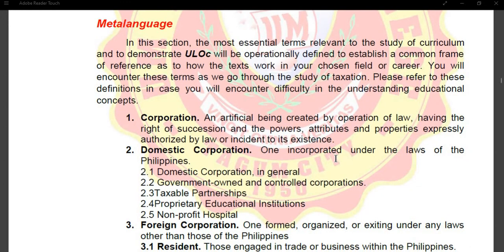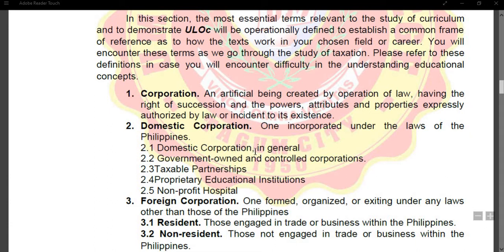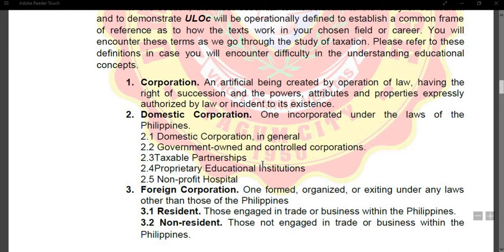Now, for purposes of taxation, there are different types of corporation as to what country that corporation is incorporated in. First, we have domestic corporation. That's one incorporated under the laws of the Philippines. So in general, domestic corporations, government-owned and controlled corporations, taxable partnerships, proprietary educational institutions, non-profit hospitals.